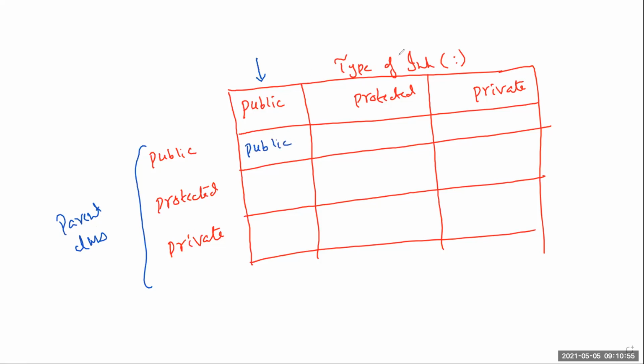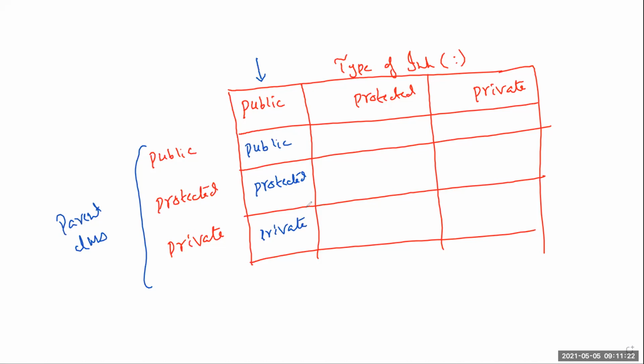whatever was public in the parent class will also be public in the child class, because the child is looking at the parent through these goggles. Whatever was protected stays protected, and whatever is private stays private. So you see, there is no change. When the type of inheritance is public, whatever was public in the parent stays public, whatever was protected stays protected, and whatever was private stays private. So you see, it's fairly simple.